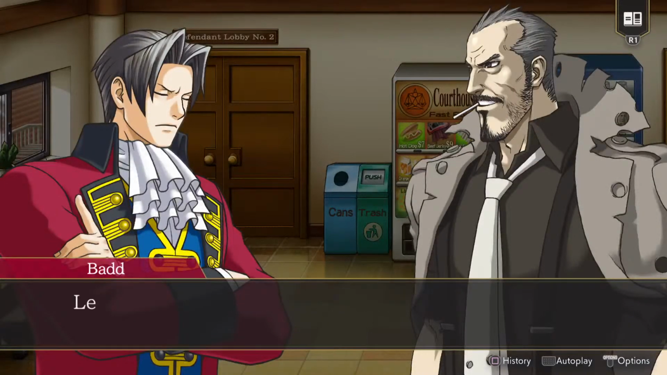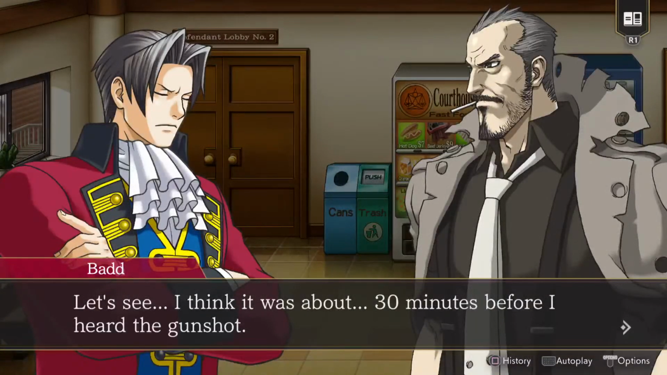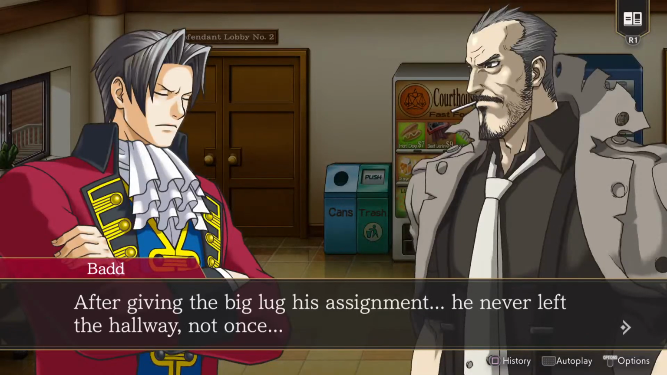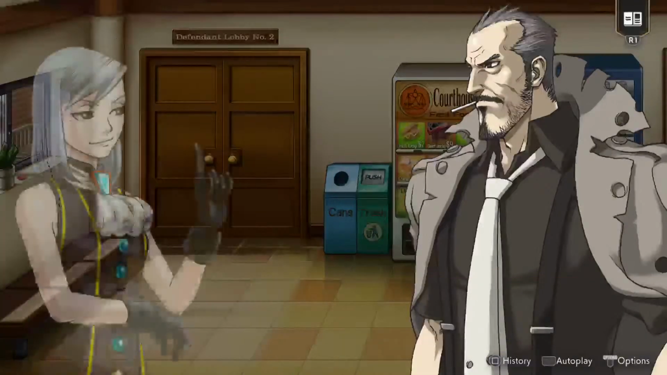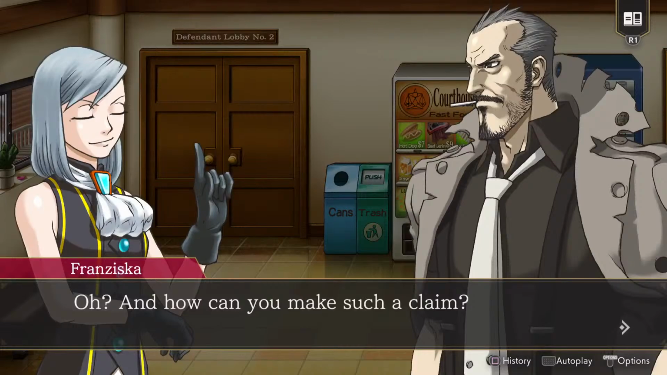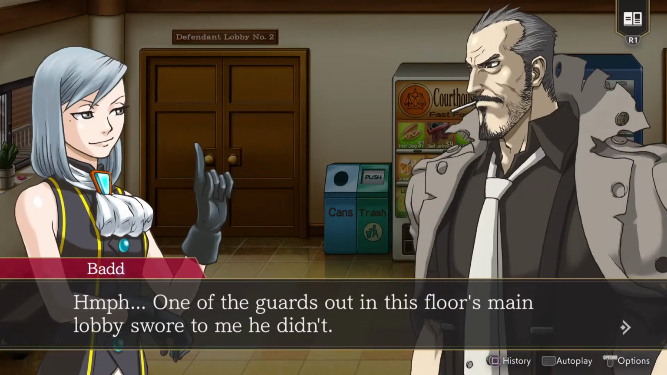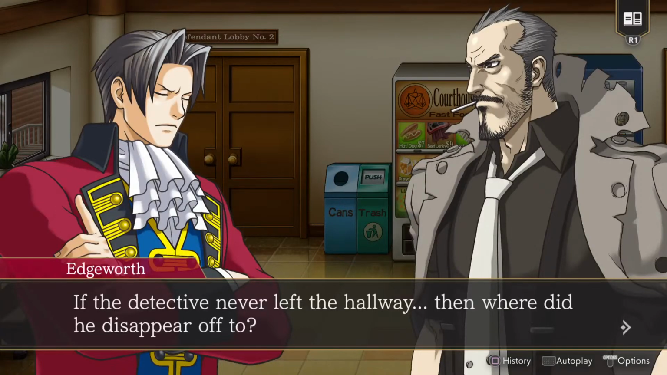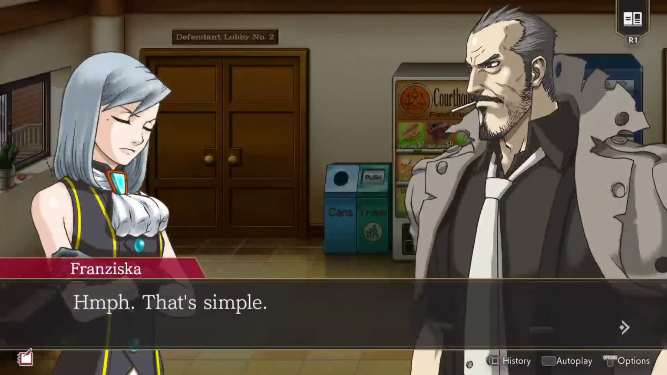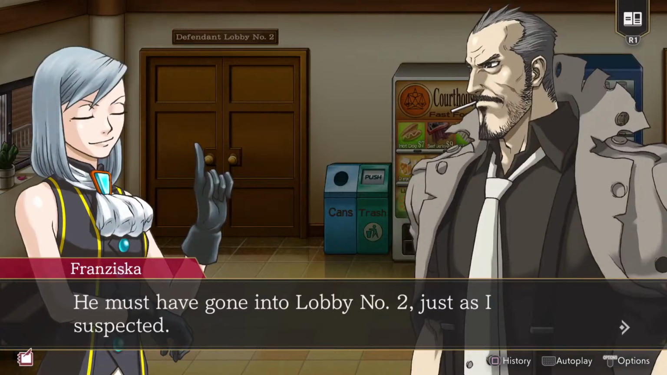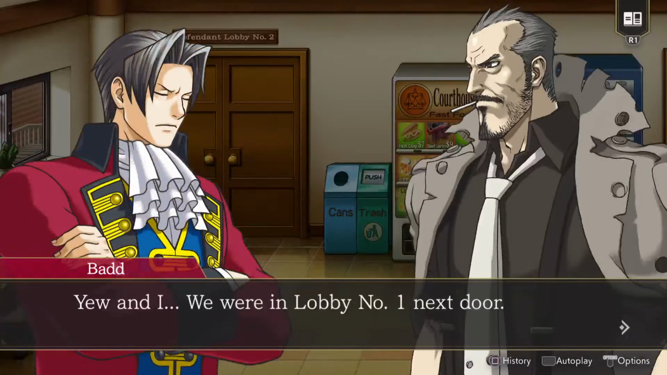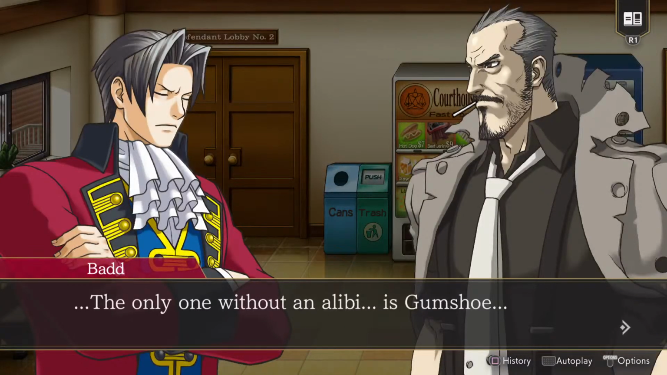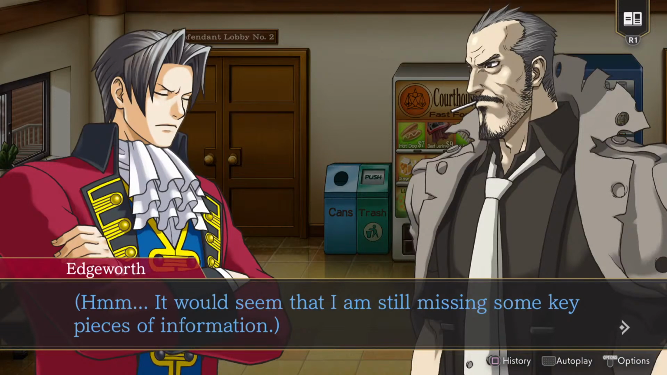And around what time did all of this take place? Let's see, I think it was about 30 minutes before I heard the gunshot. After giving the big lug his assignment, he never left the hallway, not once. Oh, and how can you make such a claim? One of the guards on this floor's main lobby swore to me he didn't. If the detective never left the hallway, then where did he disappear off to? Oh, that's simple. He must have gone into lobby number 2, just as I suspected. You and I, we were in lobby number 1 next door. The only one without an alibi is Gumshoe. It would seem that I am still missing some key pieces of information.